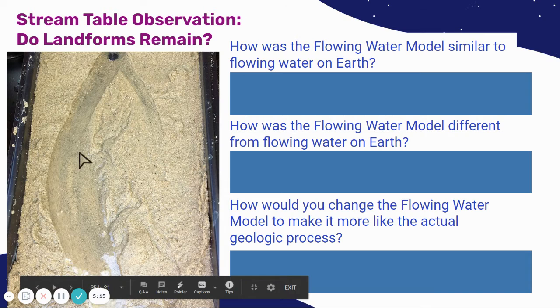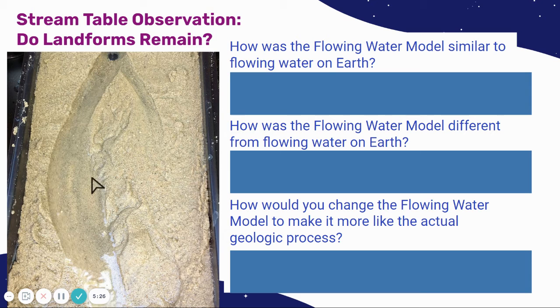So how is this model here similar to the second video we saw on the slide of water flowing in a river or stream on Earth? How is the flowing water model different from the flowing water on Earth?